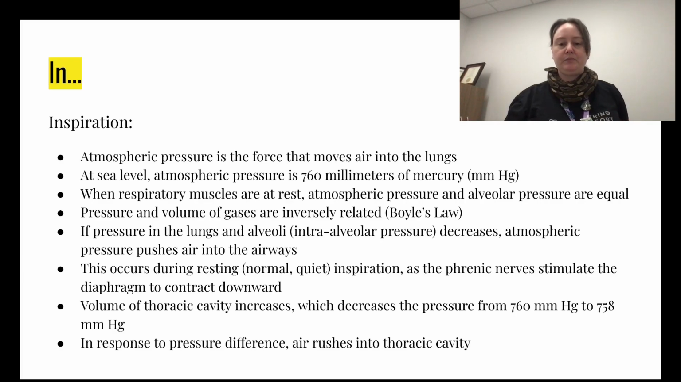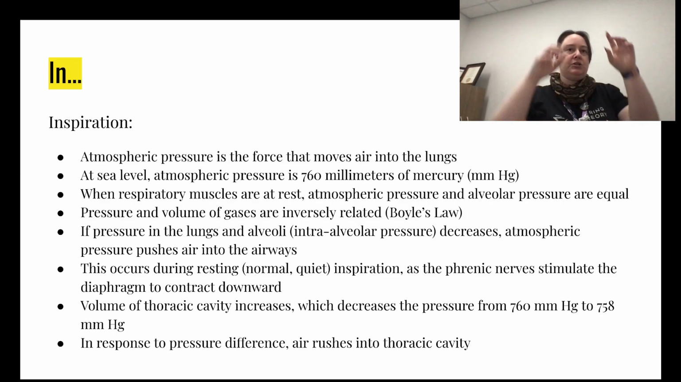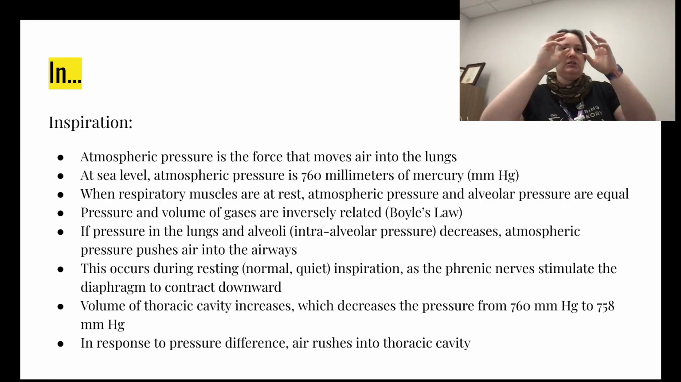Anyway, the volume of the thoracic cavity increases, which decreases the pressure from about 760 to 758. In response to the pressure difference, air rushes into the thoracic cavity. If I was over in my lab, I would have grabbed a bell jar with two little pink balloons tied to a Y valve, and a plastic part with a knob that I can pull down. It shows how pulling down on the plastic part at the bottom decreases the air pressure, and the two pink balloons, which represent the lungs inside the thoracic cage, actually start pulling in air.